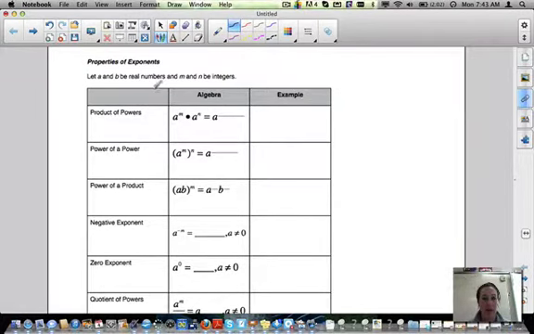Now, algebraically, if I were to have a to the m power multiplied by a to the n power, we have like bases. A base is that a value. Okay, so their bases are the same, different exponents. The rule is add exponents. So I would do m plus n.